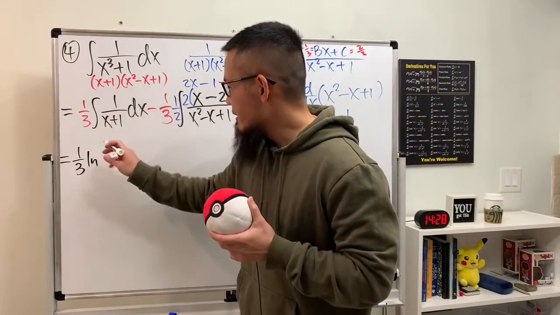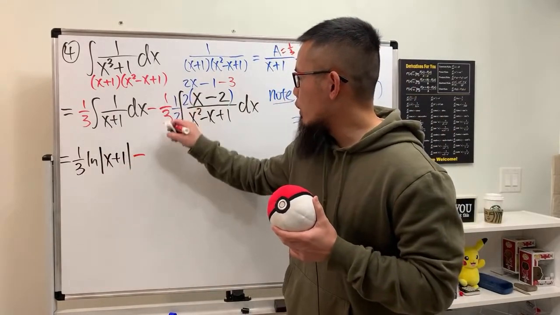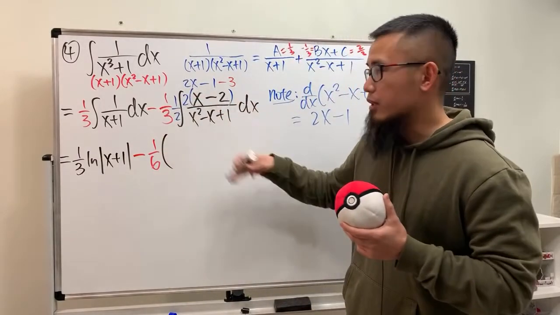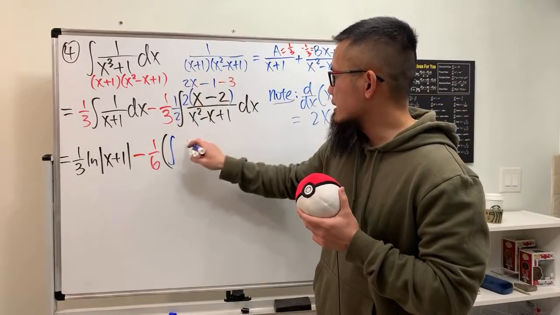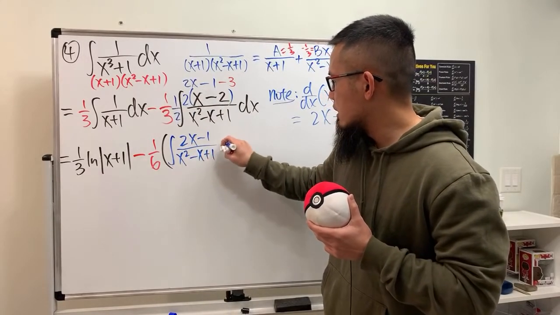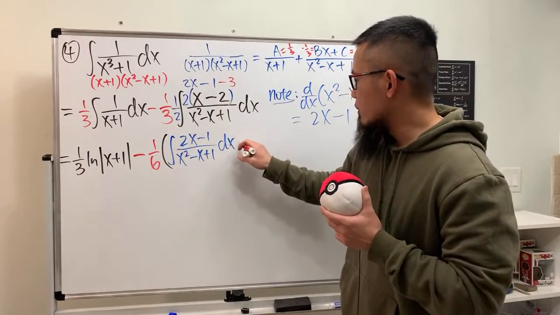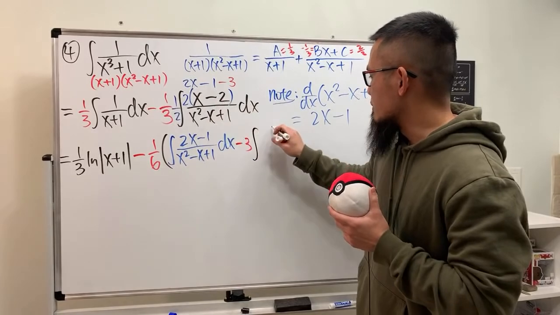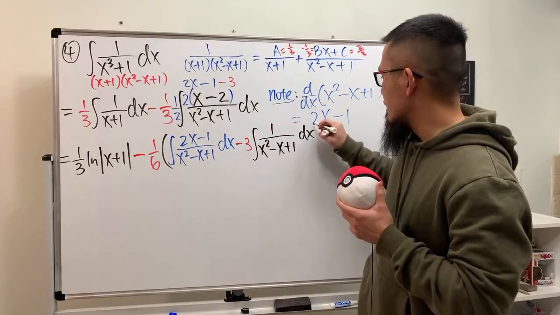1/3 natural log absolute value of x plus 1. Done with the integration. Here we have the minus 1/6, and then let's put down a parentheses because we still have to break this down into 2 integrals. The first integral, I will put this down in blue: integral 2x minus 1 over the denominator. That's the blue integral. Next, we have the minus 3 inside the parentheses, so it still is minus 3. And then we have the integral of 1 over x squared minus x plus 1, and we have the dx here, parentheses.